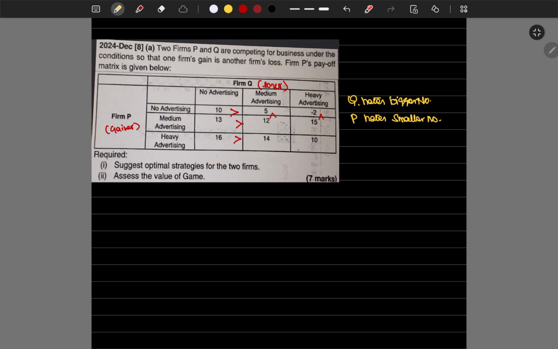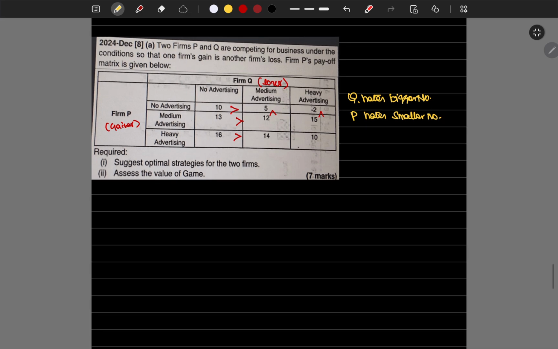One firm's gain is the other firm's loss. Firm Q is losing, firm P is gaining. So if firm Q is losing, it doesn't want to lose more, it wants to lose less. If P is gaining, P wants to gain more, P doesn't want to gain less. So Q hates the bigger number, P hates the smaller number. P wants more gain, Q wants less loss.